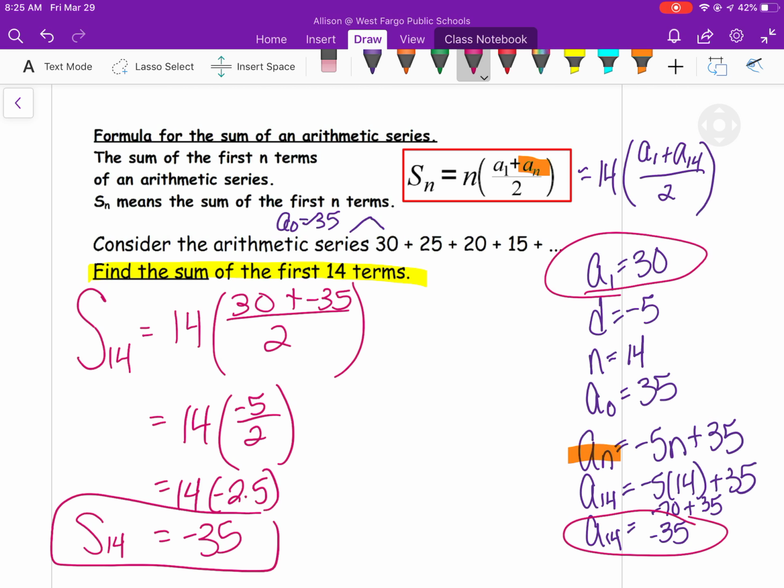We again end with a negative number because here's the first 4 terms, and then we're going down by 5, so 30, 25, 20, 15, 10, 5, 0. So 3 more terms we're going to be at 0. So that means the first 7 terms are positive, but then the next 7 terms are negative. So we end up with a sum of negative 35 when we add them together.